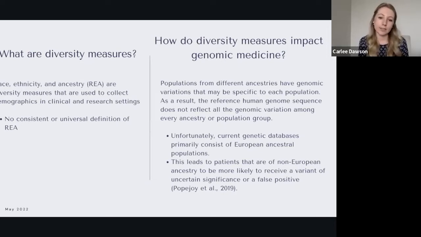Unfortunately, current genetic databases primarily consist of European ancestral populations, and this has led to patients that are of non-European ancestry being more likely to receive an uncertain result or a false positive. Due to the lack of standard definitions and interchangeable use of diversity measures like race, ethnicity, and ancestry, this has led to disparities in healthcare, including accurate variant interpretations and classifications.